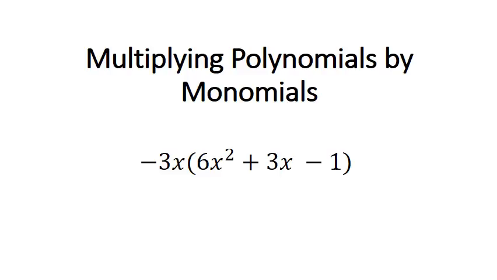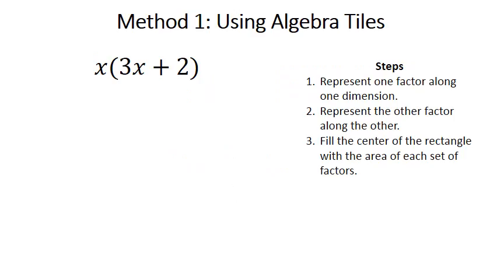Welcome to our video lesson on multiplying polynomials by monomials. Now that sounds like a really complicated title. However, what this means is how can we simplify an expression that looks like this: negative 3x times 6x squared plus 3x minus 1. Now we're not going to start with this one.